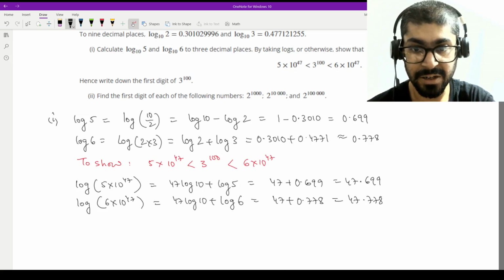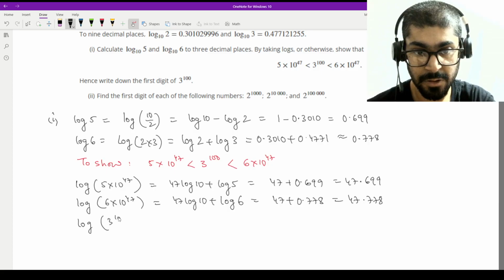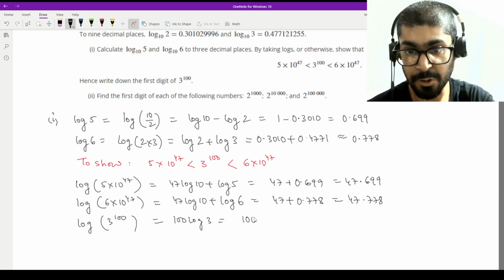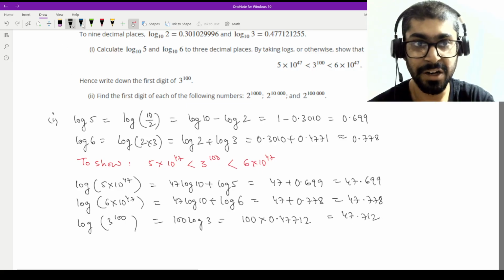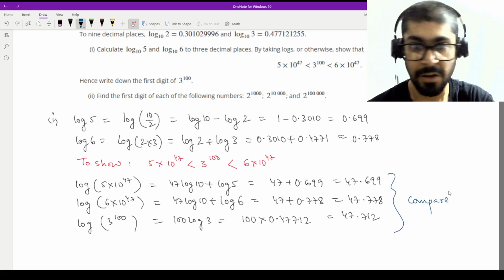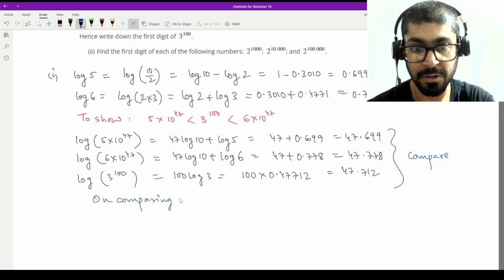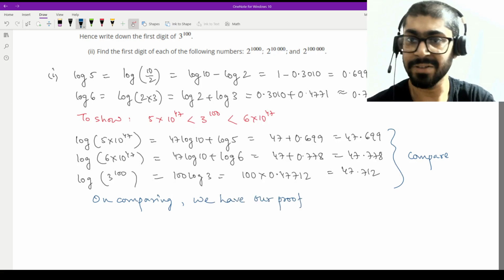Now we have to calculate the middle one and show that it lies between them. So log 3 to the power 100 is 100 log 3. I need the value of log 3 with quite a lot of decimal places, because here I have 3 decimal places, so I'll need 5. 0.47712. So this is 47.712. Clearly, if you compare these, we have our proof. This was easy. We just calculate the values.